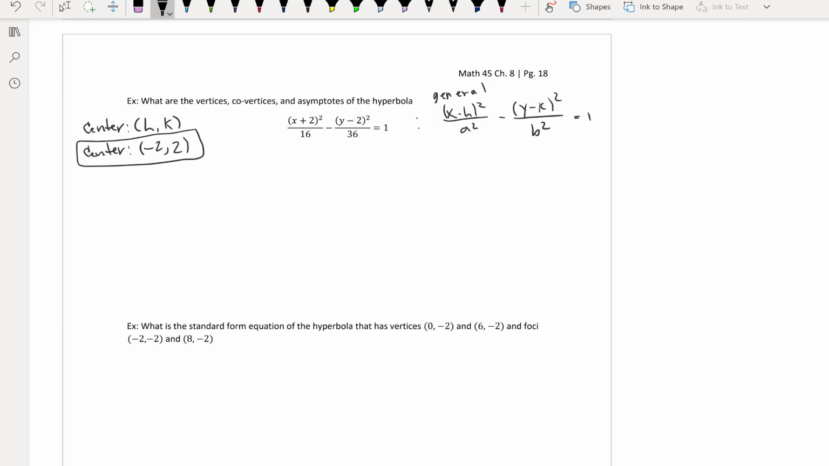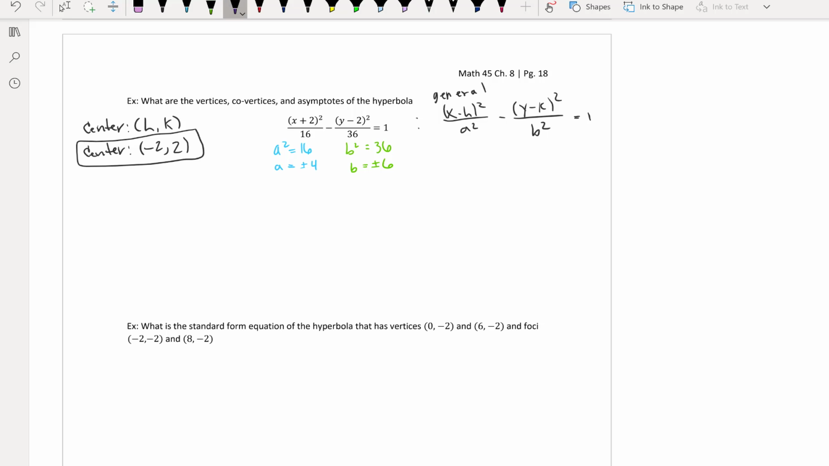Okay. So now the next thing that we know is underneath the x squared is a squared. So I can say that a squared is equal to 16. So a is equal to plus or minus 4. The square root of 16 is 4. Likewise, the b squared is the denominator of the y. So b squared is equal to 36. So b is equal to plus or minus the square root of 36, which is just 6.